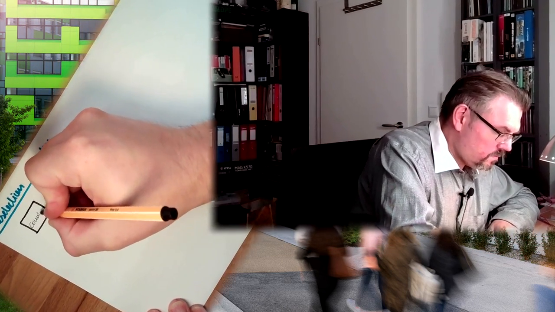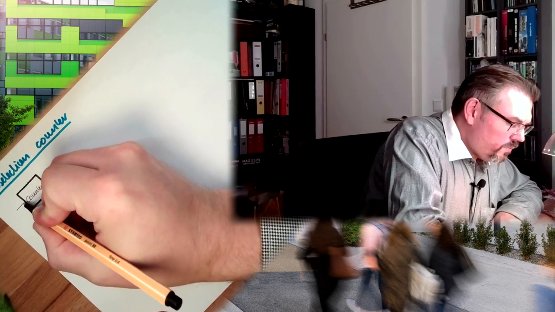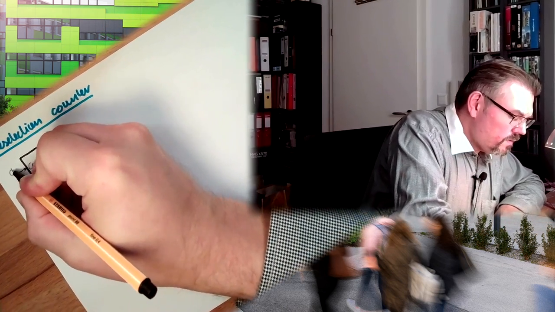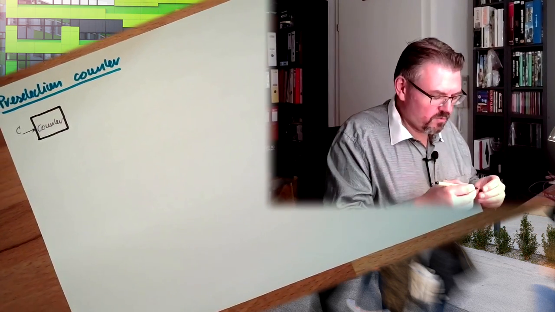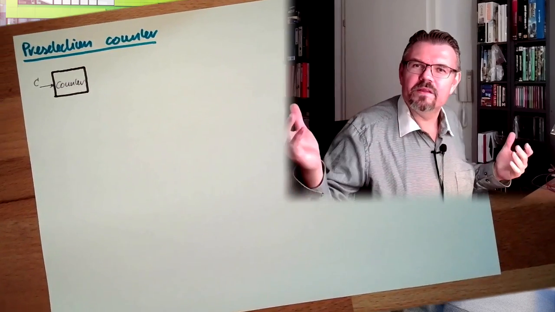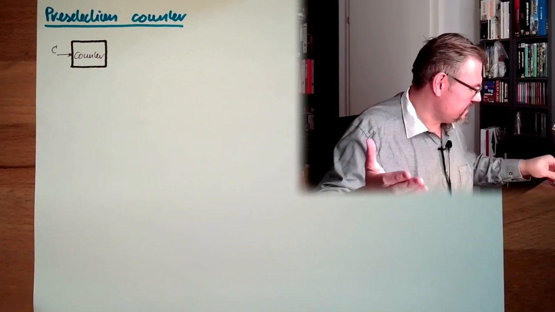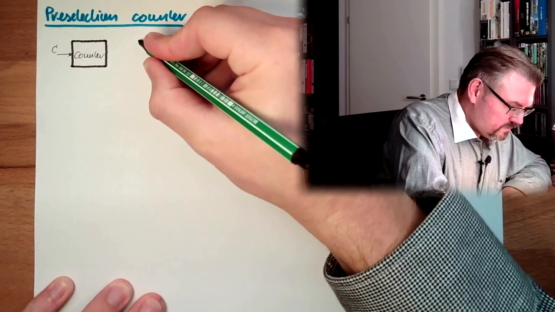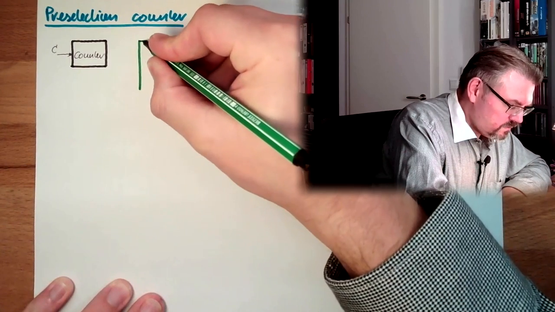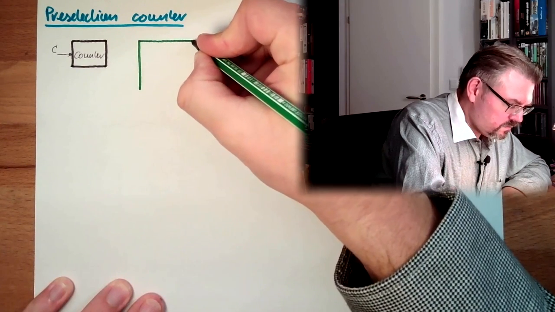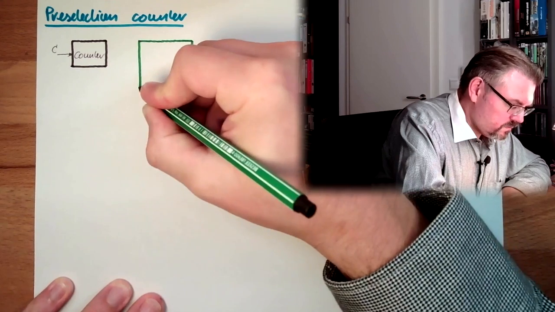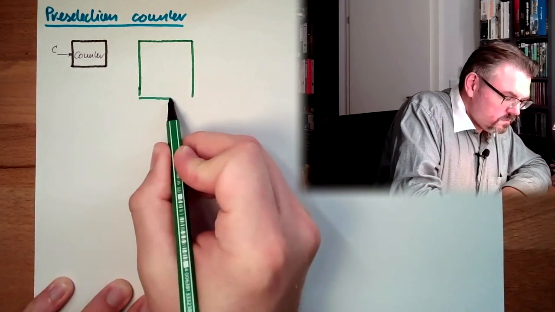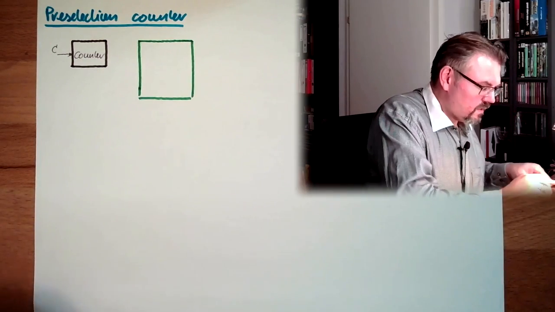Counter. Here's the counter input, and we have a counter output. So there are, I don't know how many digits. And that's it. And then what we need is a comparator. This is a comparator.